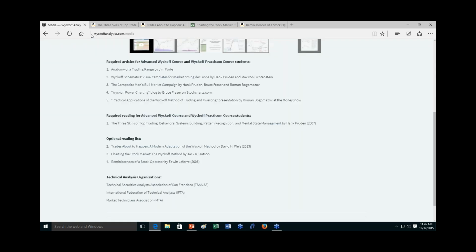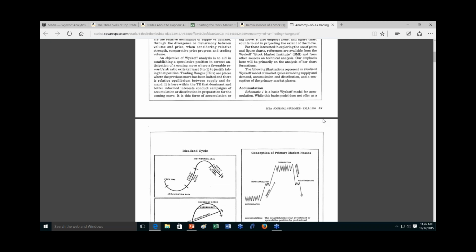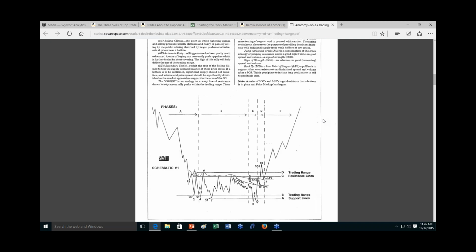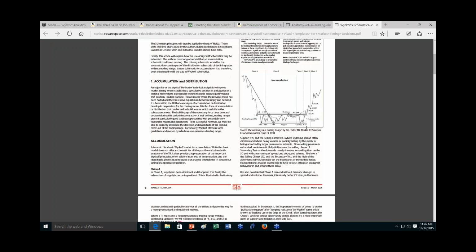I would also highly, highly, highly recommend the article "Anatomy of the Trading Range" by Jim Forte. Jim Forte is our local San Francisco Wyckoffian, and I just saw his presentation yesterday on the Elliott and Wyckoff Market Outlook for 2016. This is probably one of the best written articles on structural analysis. There are also other articles. I would recommend Hank's article on the Wyckoff schematics as well.